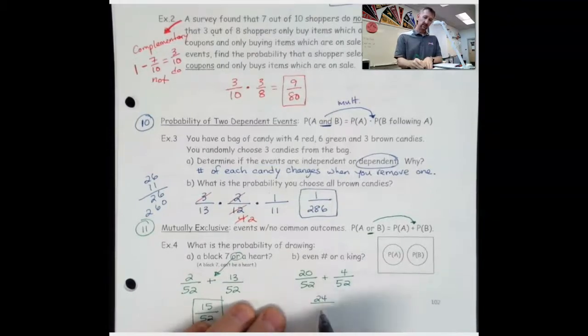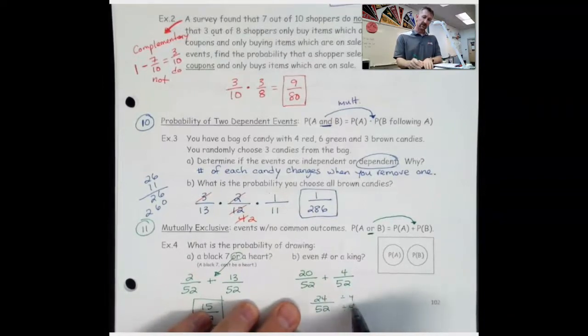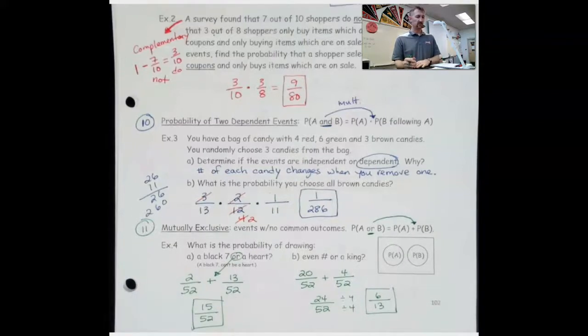1 in each suit. So now we can reduce this. We can divide both of these by 4 at least. We know we can divide by 4 because there are 4 suits down here. So that's 13. And that's not going to reduce any more. And this divided by 4 is 6. So that's almost 50%, a little bit less than 50% chance to get an even number or a king. All right.